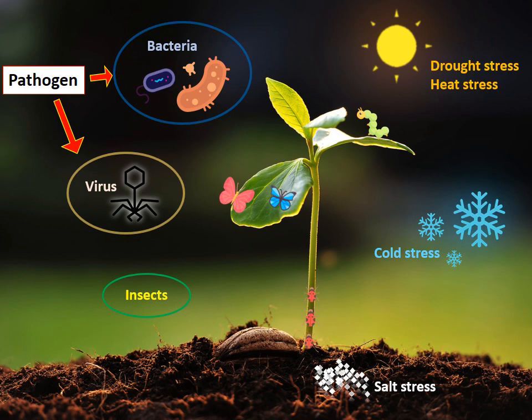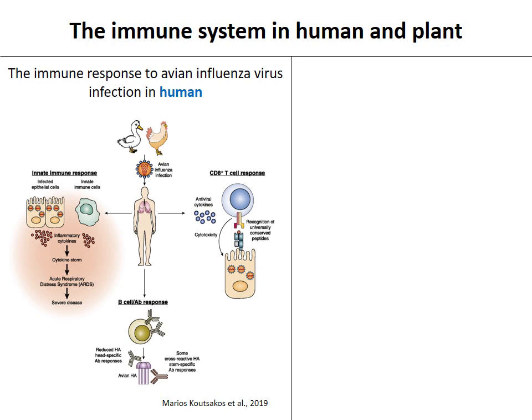To survive, plants need to recruit a sophisticated mechanism to combat the pathogen, and its name is the plant immune system. Let's make an overview of human and plant immune systems. Our body has both an innate immune system and an adaptive immune system to suppress the pathogen.